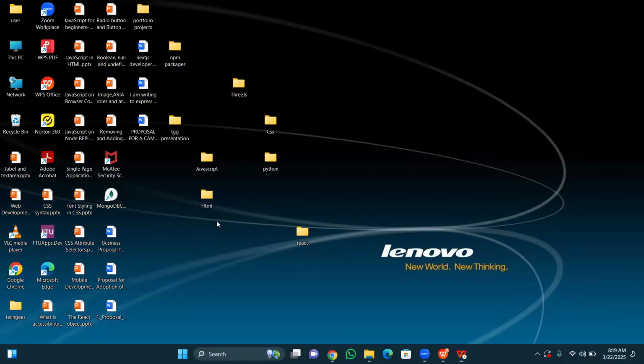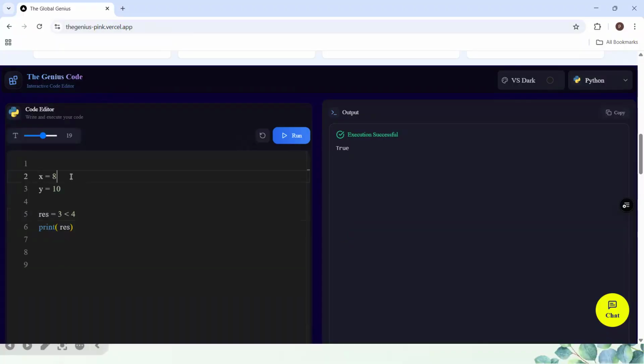So let me show you something. When we say apple is greater than banana, what Python is going to do is check them letter by letter. It will check the first letters. If the first letters are equal, it will go to the second letters. If they are equal, it will go to the third letter. But if they are not equal, it will stop there. So first of all, it will check the ASCII value of A and the ASCII value of B.